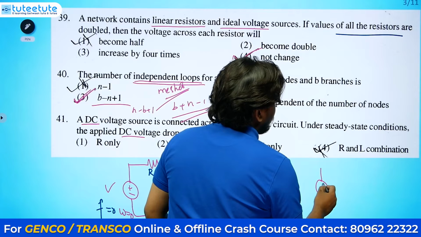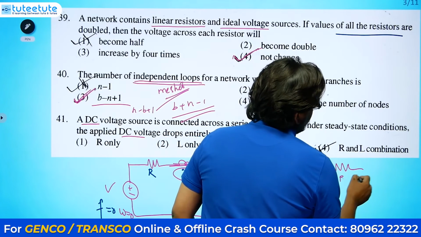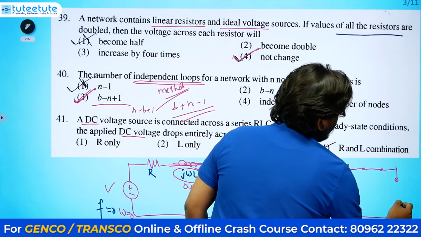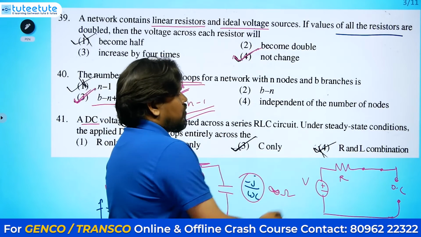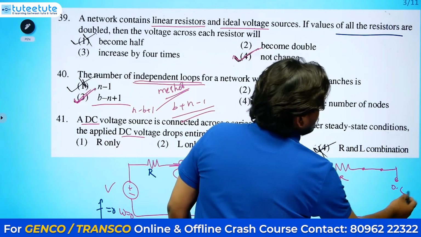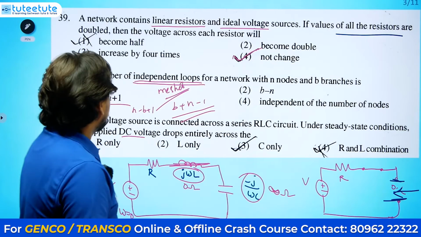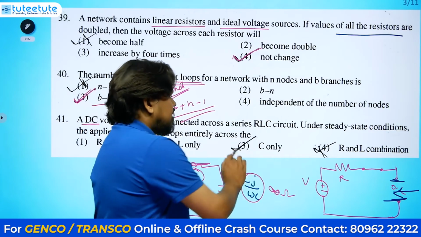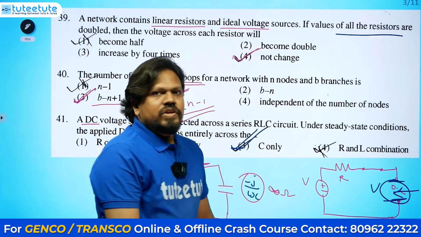So the circuit becomes like this: voltage V, resistance R, the inductor acting as a short circuit and the capacitor acting as an open circuit. Since it is an open circuit, current will not flow, so the voltage between these two terminals becomes directly V. That means the applied DC voltage drops entirely across the capacitor only. So that's the answer.